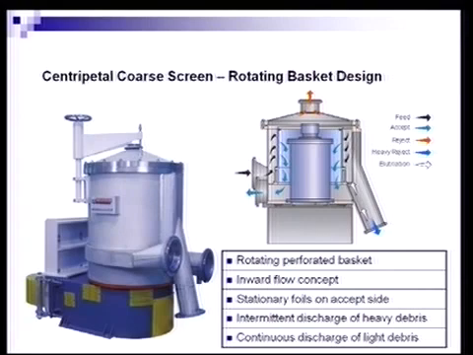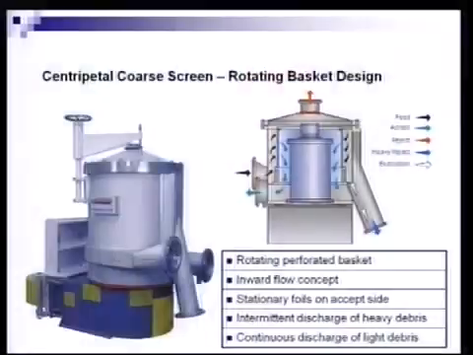Another option for a coarse screen is a centripetal screen. That is a screen design that allows the pulp to come from the outside of the basket to the inside. Rather than injecting the feedstock on the inside of the basket and asking all the pulp and all the debris to rub up against the inside of the basket, we now inject the pulp on the outside of the screen plate so that the heavy debris is thrown away from the screen plate, and it's only the pulp that then goes through the basket itself.